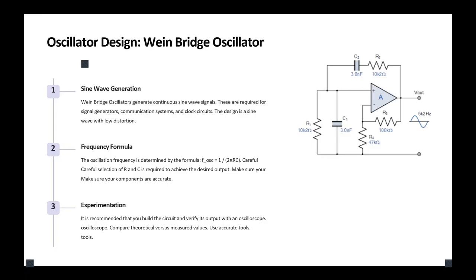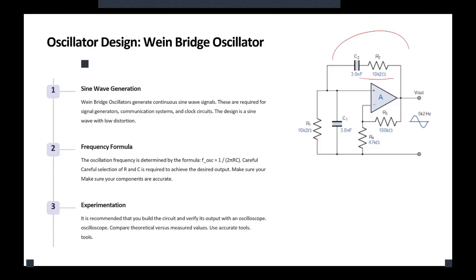Now, the core circuit is an op-amp like the LM324, a series RC network, as you can see here, in the feedback loop that sets the gain, and potentially a nonlinear element like a lamp, diode or JFET to stabilize the amplitude and prevent distortion.